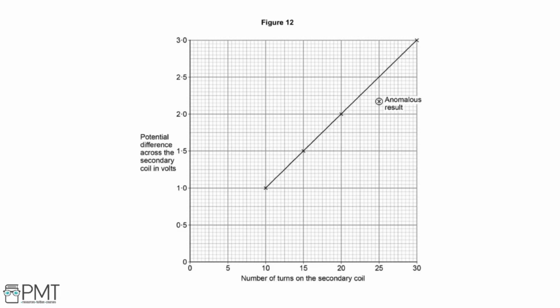So looking back at Figure 12, we can see that our anomalous result is over here. According to the line of best fit, we would expect that anomalous result to actually be up here, because for 25 turns on the line of best fit, we actually want a potential difference of 2.5 volts across the secondary coil. So clearly something has gone wrong. Either the measuring instrument's wrong or there's something in the experiment that's gone wrong, and that's what we're going to identify. So there are two possibilities.